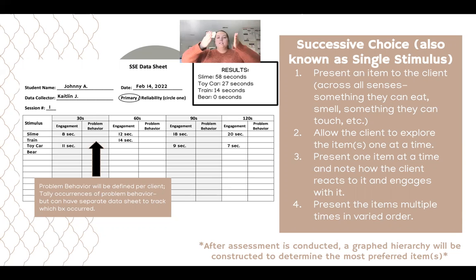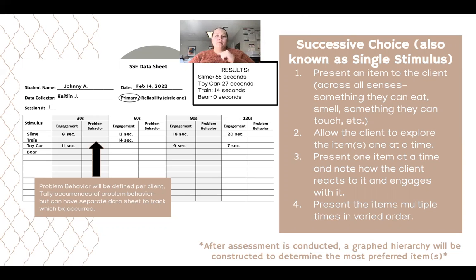So you're going to continue to go through and write how long the client engaged with the item in 30-second increments. So you would start your timer for 30 seconds. For the first initial 30 seconds, the client engaged with slime and a toy car. And then you're going to write the exact amount of seconds that they engaged with those items. Then you're going to go on to your next 30-second interval, which will be under that 60 seconds. So you're going 30, 60. During that interval, they played with slime and a train. You're going to write the seconds, continuing, so on and so forth.